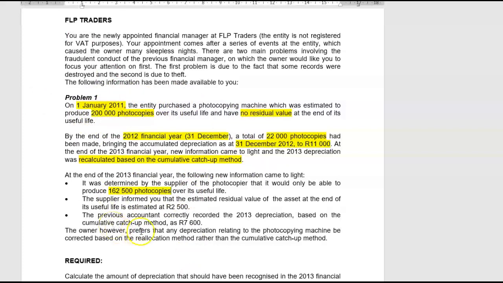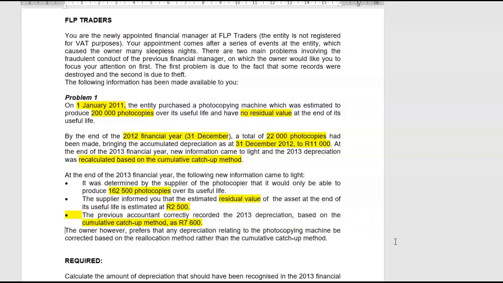The supplier informed you that the estimated residual value of the asset at the end of its lifetime is now estimated to be 2,500 Rand. No longer is there no residual value, now we have 2,500. The previous accountant correctly recorded the 2013 depreciation based on the cumulative catch-up method as 7,600 Rand.